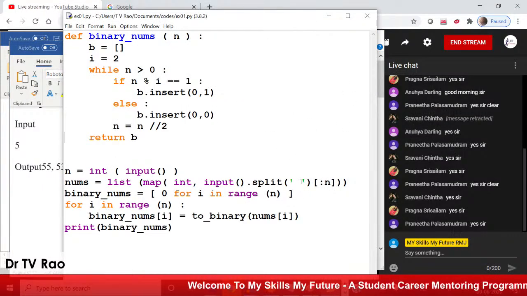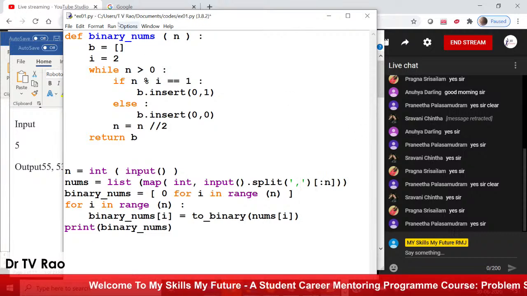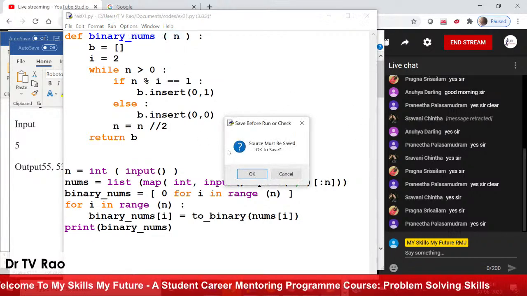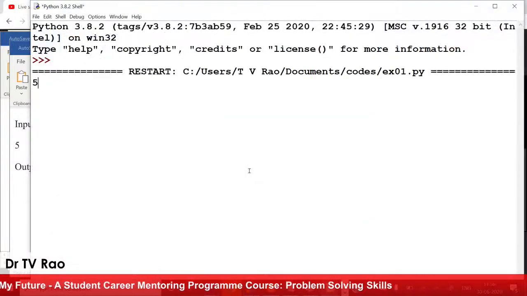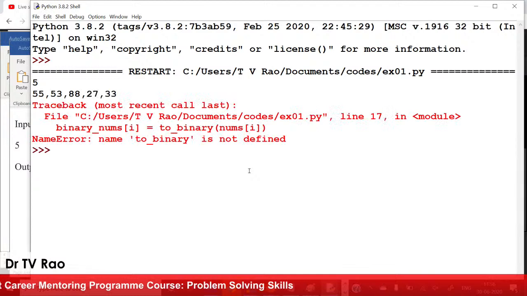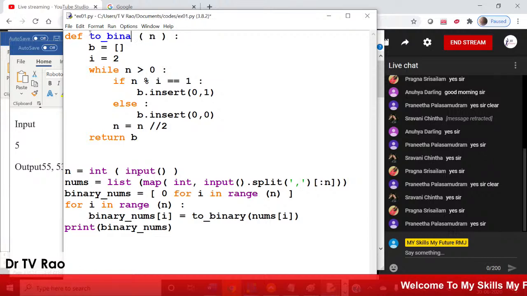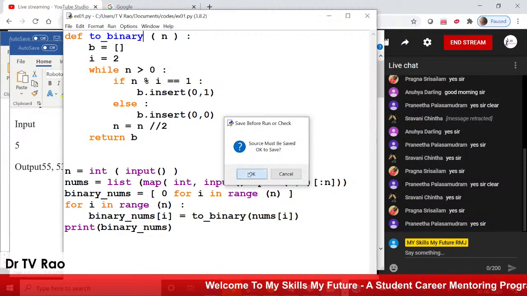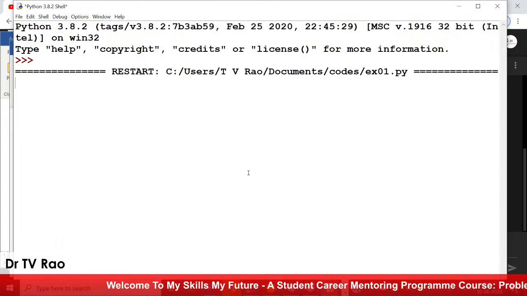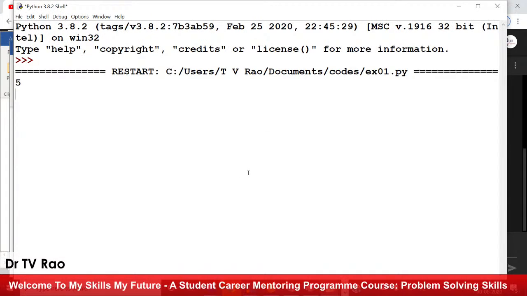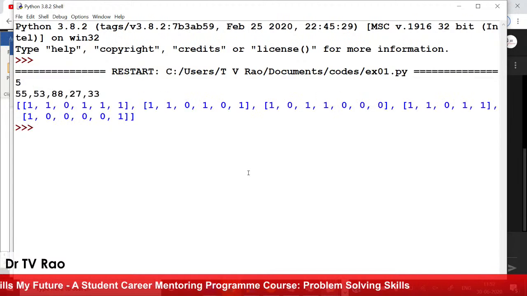Let us do one thing. Let us put a comma here, which is easier. To binary is not defined. This is to binary. So these are binary numbers. Okay.